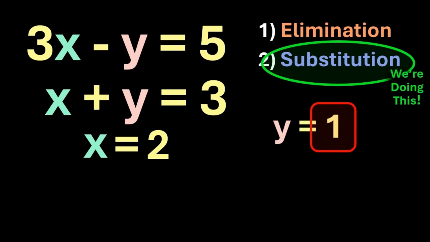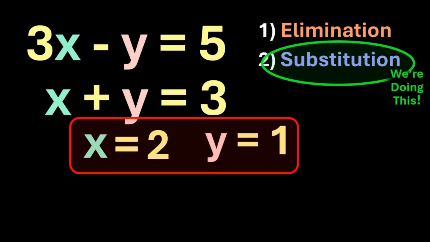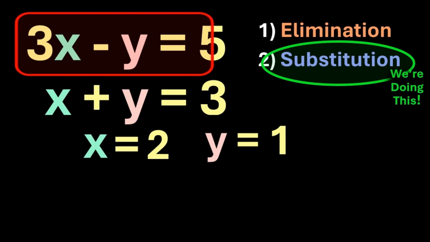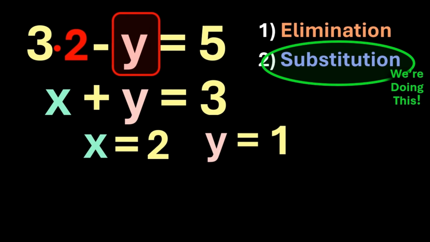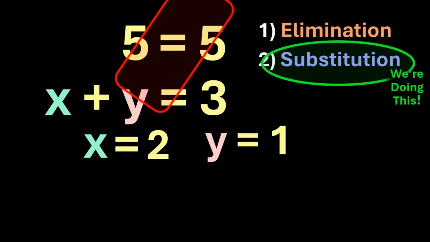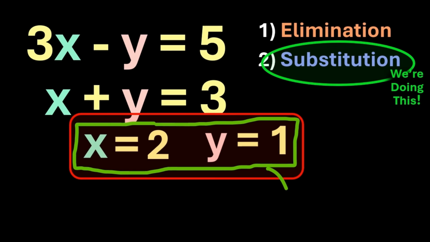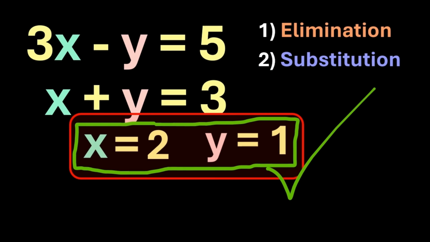We used the substitution method to find the values of both x and y. And again, we can plug those values into one of these equations to see if things work out correctly. And they do. We've got 5 equals 5, a valid proposition that verifies our solution. So there we are. We've learned how to use the elimination and substitution methods to solve a system of linear equations with 2 variables.